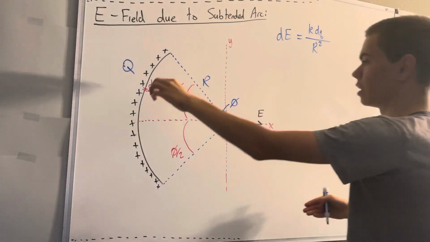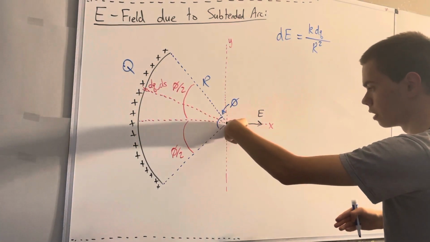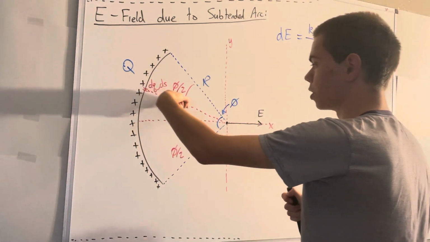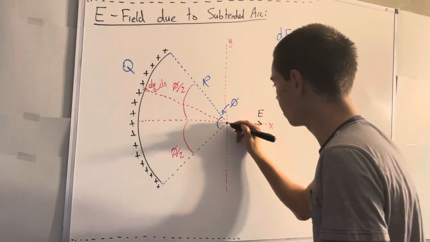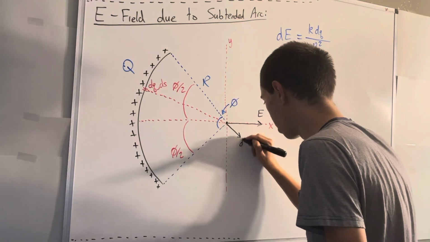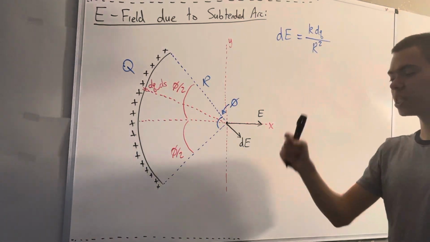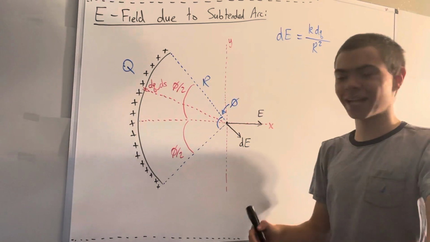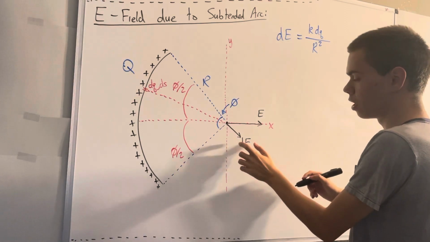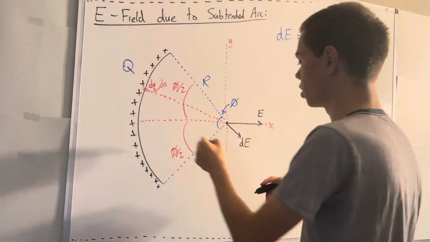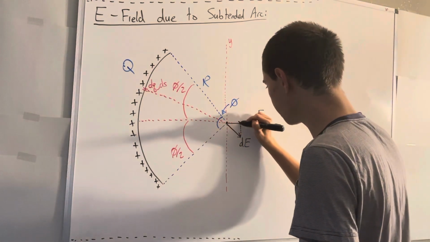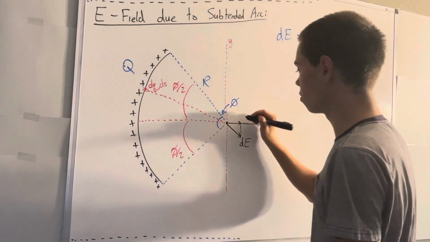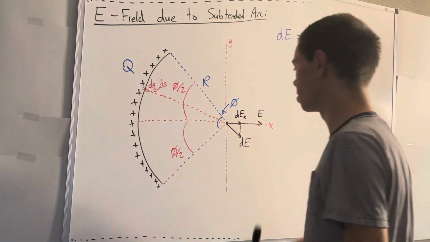And dE, the electric field due to this point charge, is going to point in this direction. This is our point charge, and the electric field due to that point charge is going to point that way. So, labeling that, dE will point this way. But remember, dE has a vertical component. We don't care about the vertical components because they are going to cancel out. We only care about the horizontal component of our electric field due to the point charge, the component that goes in the x direction.